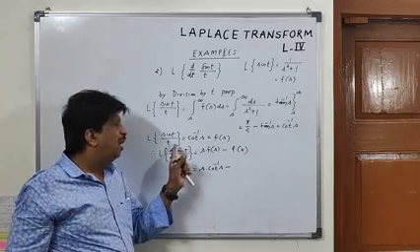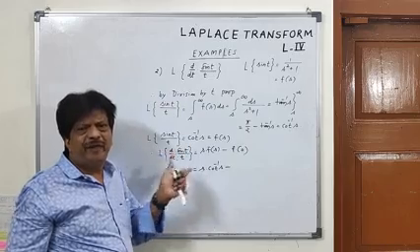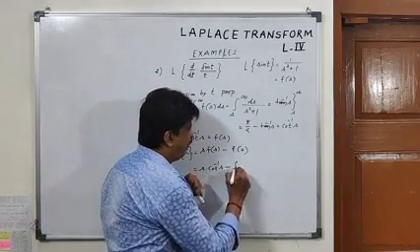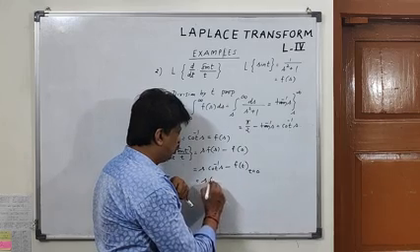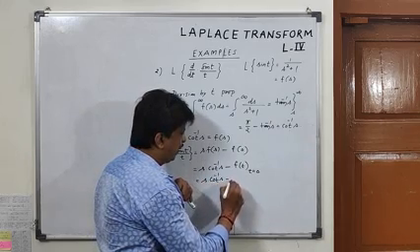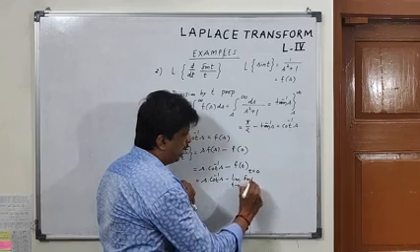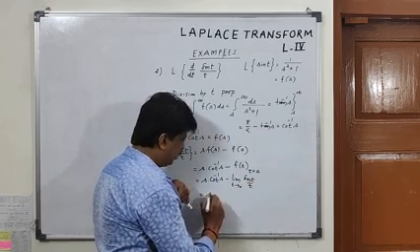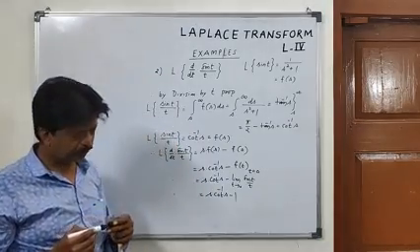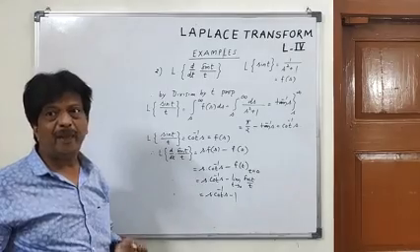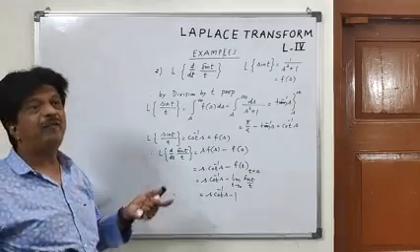So, value of f of t at t equal to 0 is the limit as t tends to 0 of sine of t by t. So we get s into cot inverse of s minus limit t tends to 0 of sine of t by t, or s into cot inverse of s minus 1. That is how we determine the Laplace transform of d by dt of sine of t by t.